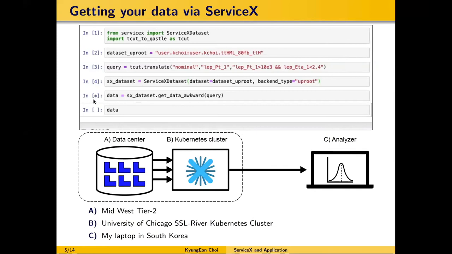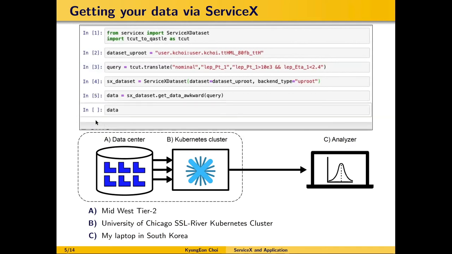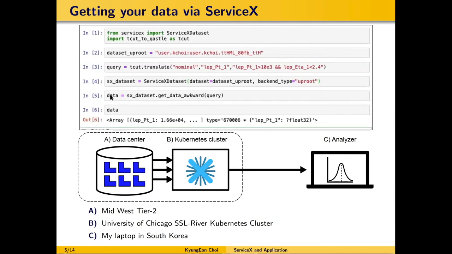So now it submits the request, and it shows two progress bars, one for transformation and the other for download. And you can see there are 6 files in this dataset. If I wait a bit, it's transformed, and now it starts to download from the Kubernetes cluster. And now I have the data in the format of an array. I hope you are convinced that it's pretty easy to use.